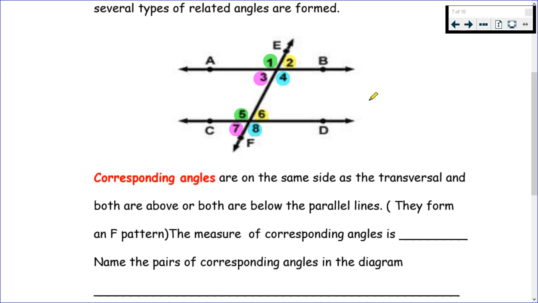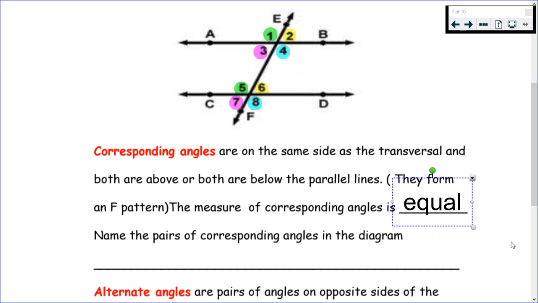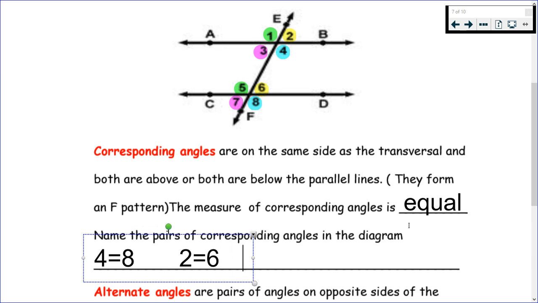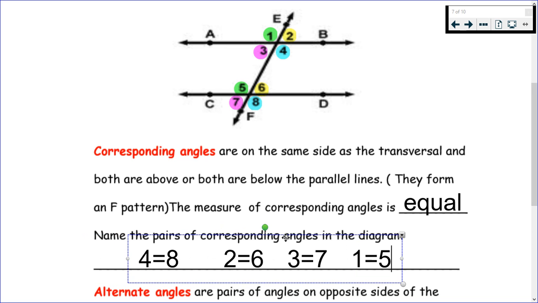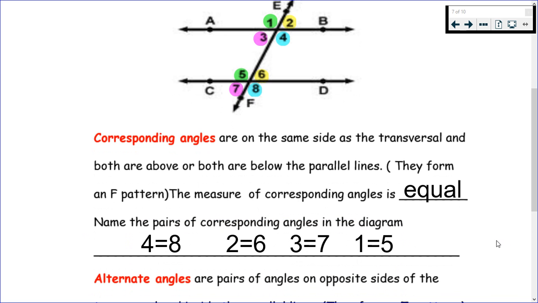So what do we know about the measures of corresponding angles? Like I just said, they are equal. And then we're asked to name the pairs of corresponding angles in the diagram. We kind of did that already, but let's still write it out. We did it with the color coding. So what we're saying is that angle 4 and angle 8 are the same. Angle 2 and 6 are the same. Angle 3 and 7 are the same. And angle 1 and 5 are the same, which is basically what we said with our color coding already. We're just expressing it in a slightly different way.